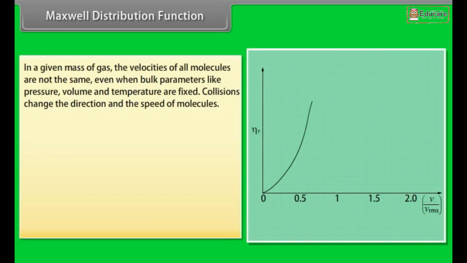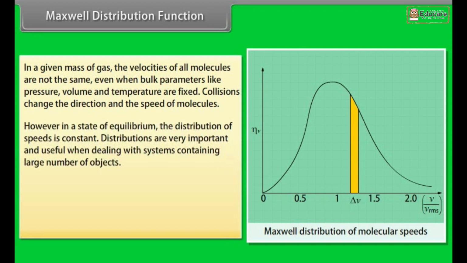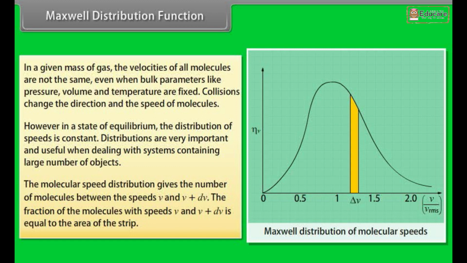Maxwell distribution function. In a given mass of gas, the velocities of all molecules are not the same, even when bulk parameters like pressure, volume, and temperature are fixed. Collisions change the direction and the speed of molecules. However, in a state of equilibrium, the distribution of speed is constant. Distributions are very important and useful when dealing with systems containing a large number of objects. The molecular speed distribution gives the number of molecules between the speeds v and v + dv. The fraction of the molecules with speeds between v and v + dv is equal to the area of the strip.